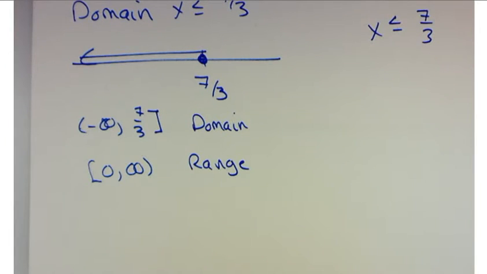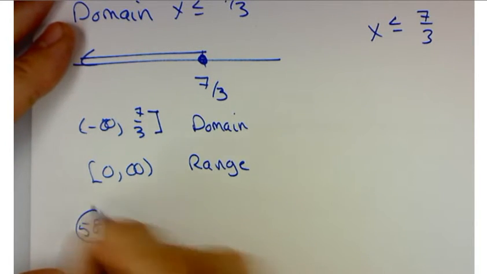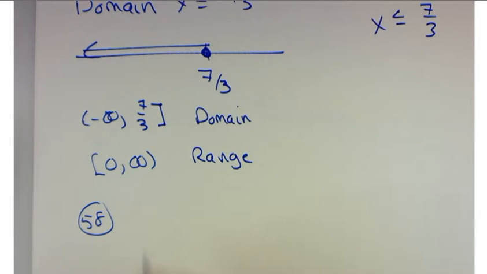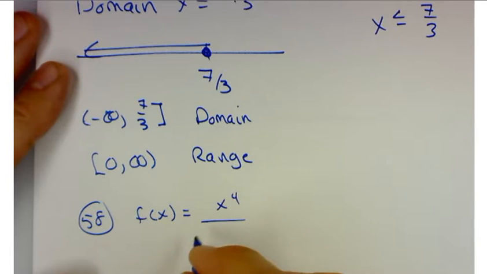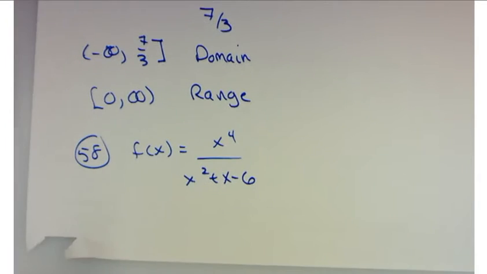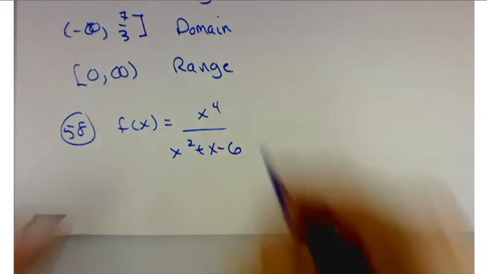Let's do one or two more like this. Problem number 58. F of x is x to the fourth over x squared plus x minus 6. This is almost the fourth time today we've seen that polynomial. The sign's changed just a little bit. Sorry, I don't write these books.